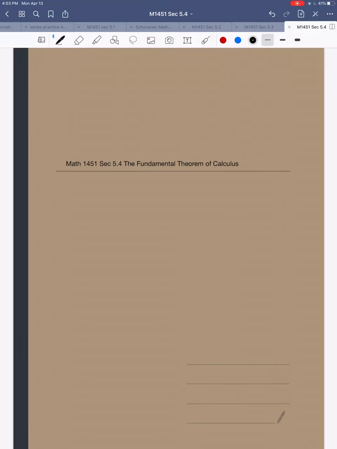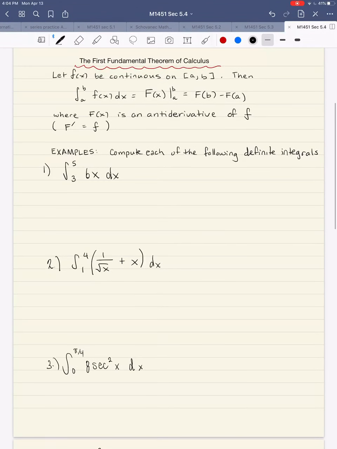Welcome back. Now we're going to get into the biggie. Section 5.4 is the fundamental theorem of calculus. It's going to tell us we can compute area integrals and definite integrals by finding an antiderivative.